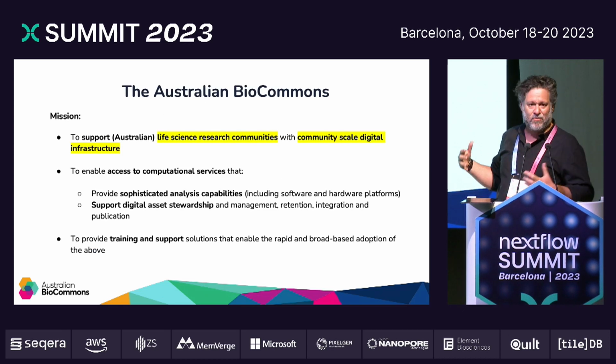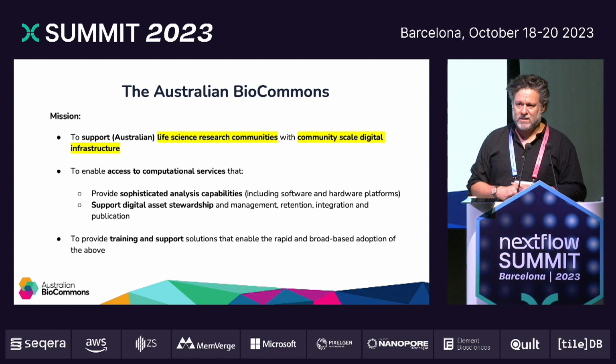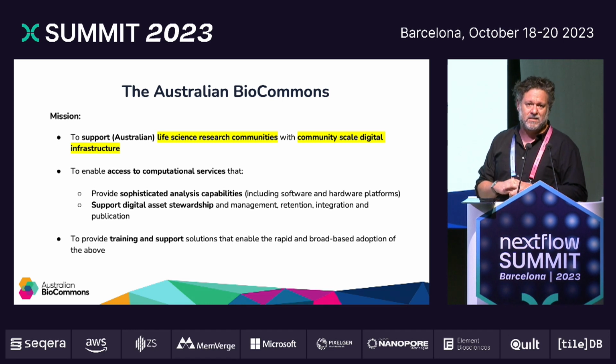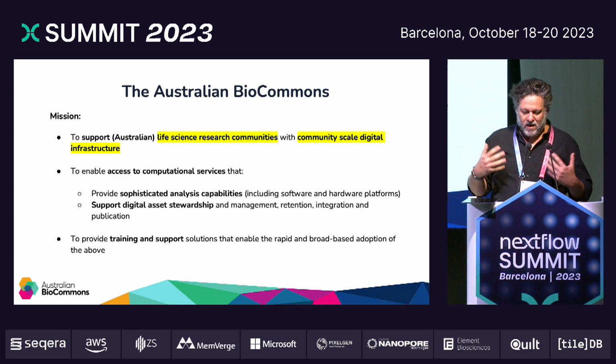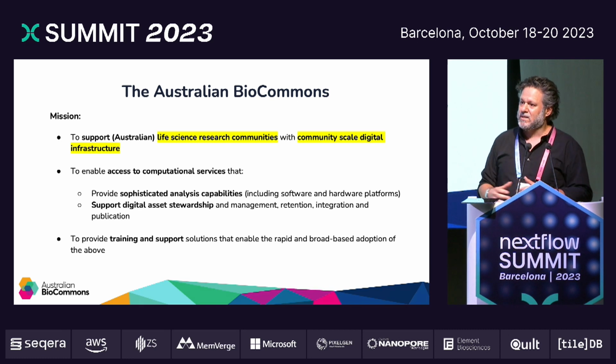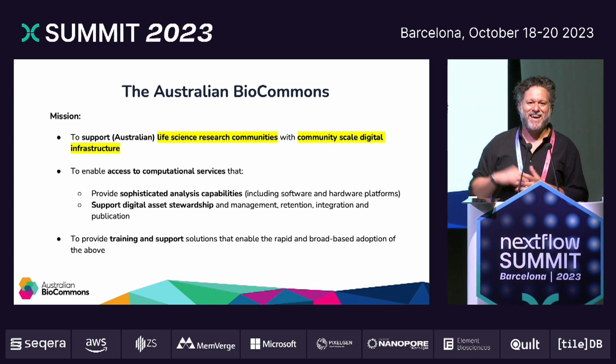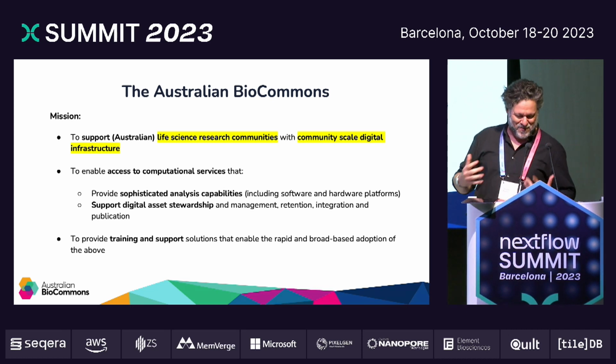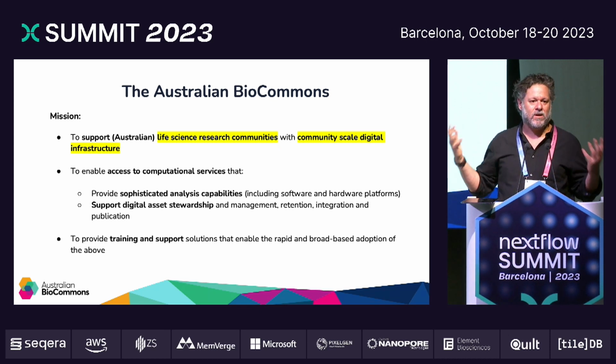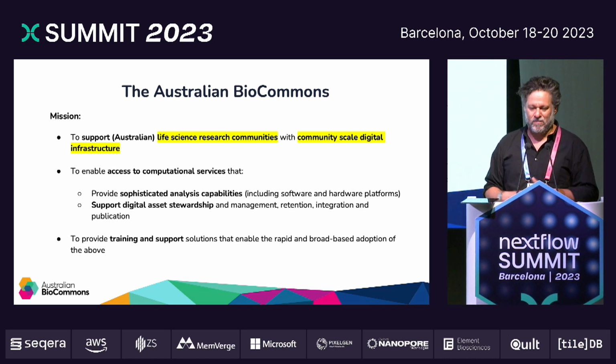So a little bit about the Biocommons to start with. We have these 3 missions. The Biocommons is funded to the tune of around $5 million a year at the moment. So our number 1 mission is to support Australian life sciences research communities with community-scale digital infrastructure. Number 2 is we provide access to computational services to support sophisticated analysis and analytics, but also support digital asset stewardship and everything that comes with that. And number 3, I think we're going to hear that a few times over the next few days, is to provide training and support for all the complex things that we do in bioinformatics, which I'm sure you're all very familiar with.